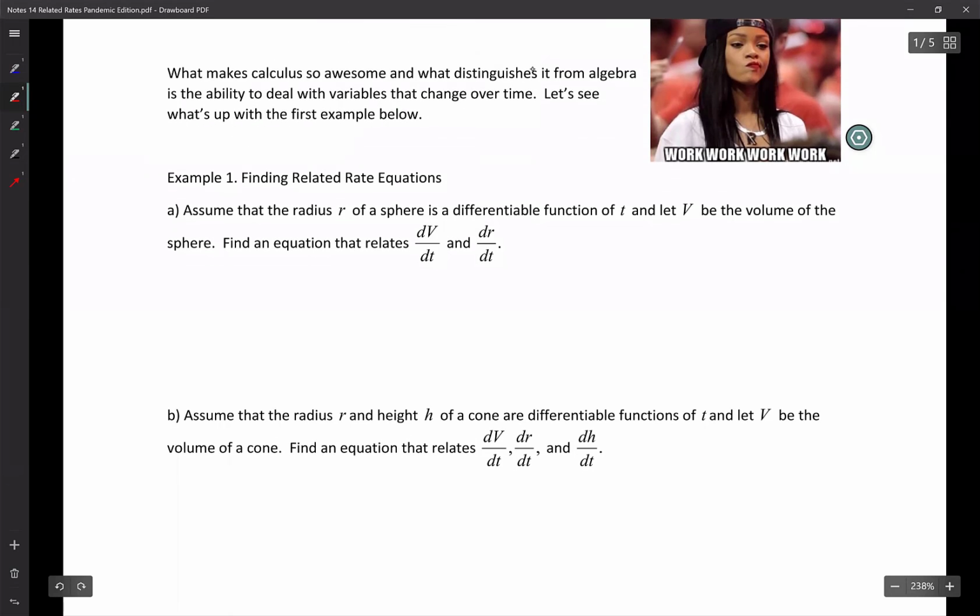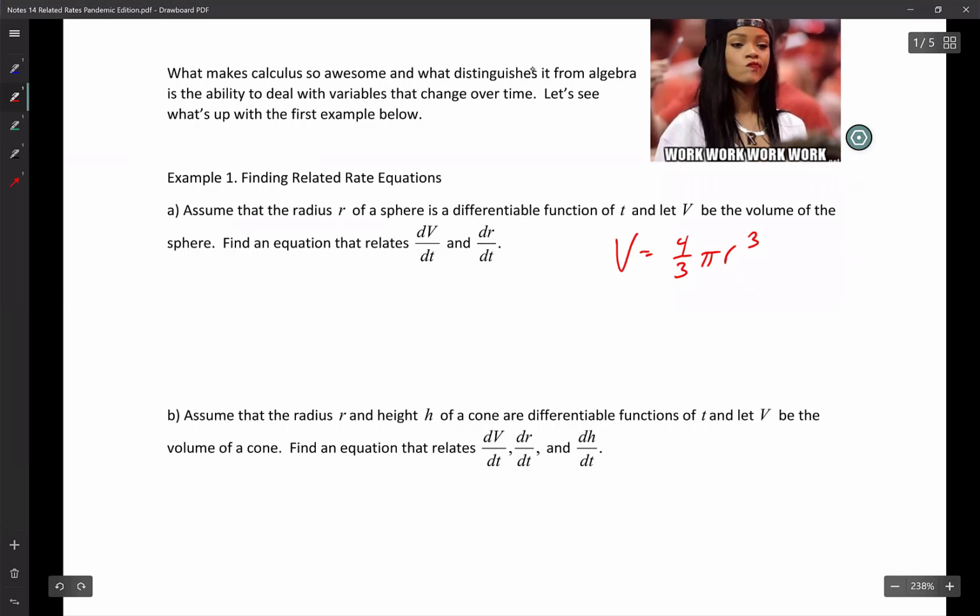Example 1. Assume that the radius of a sphere is a differentiable function of t, and let v be the volume of the sphere. Find the equation that relates dv/dt and dr/dt. That's only because the volume of a sphere only has two variables. It's related to the radius.